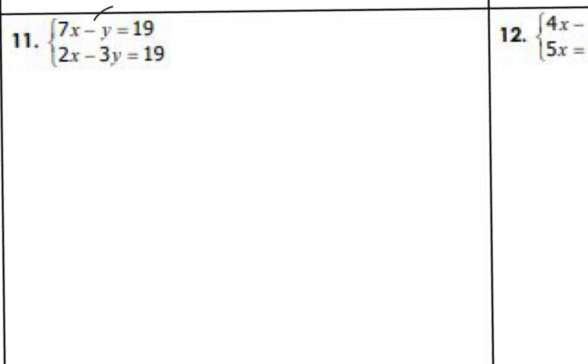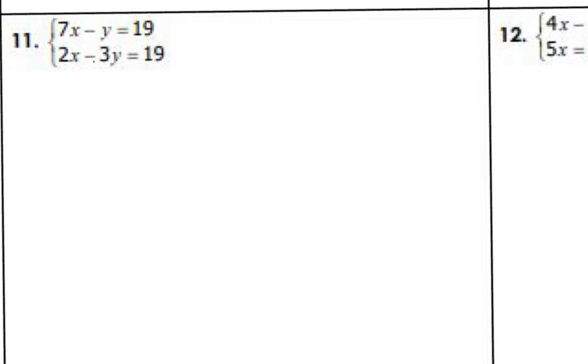All right, let's just bring this y over here and bring the 19 over here. So y equals 7x minus 19. Oh, I'm trying to do substitution. My bad, y'all. My bad.